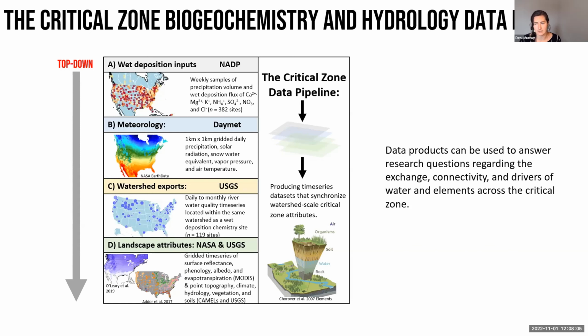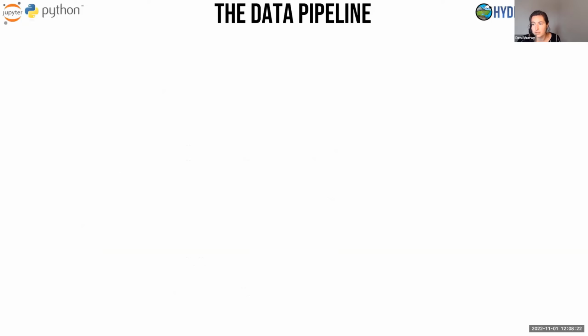The pipeline accesses each public data repository, extracts relevant variables, and then pairs data based on geocoordinates and time series overlap. Data products can be used to answer research questions regarding the exchange, connectivity, and drivers of water and elements across the critical zone. So the data pipeline and associated products are being constructed using Python language and will be disseminated through a series of Jupyter notebooks on both GitHub and HydroShare, which was mentioned earlier. The idea is that this platform will allow for consistent updating of the pipeline as different data sources can be incorporated over time.